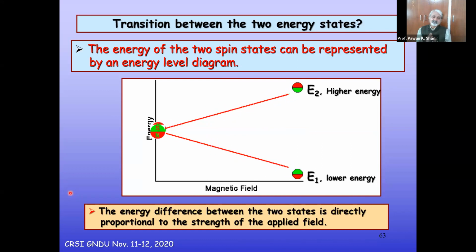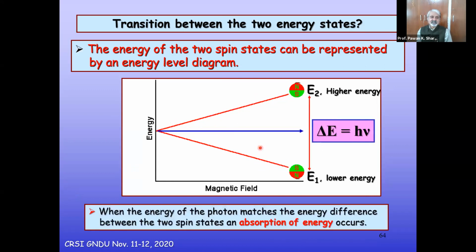That is why when we study the concept of chemical shift, you will say that the chemical shift would depend upon the applied magnetic field or the operating frequency of the machine. So the energy difference between the two spin states is directly proportional to the strength of the applied magnetic field. So if this is the applied magnetic field, then the two states would have energy E1 and E2, and the difference between E1 and E2 is given by delta E is equal to h nu.